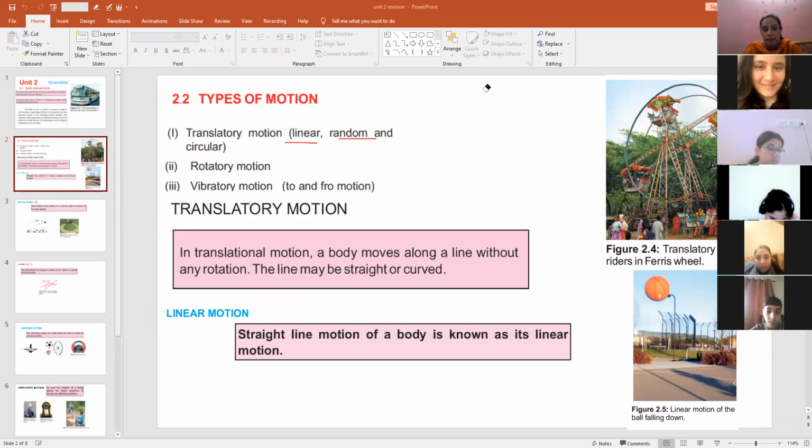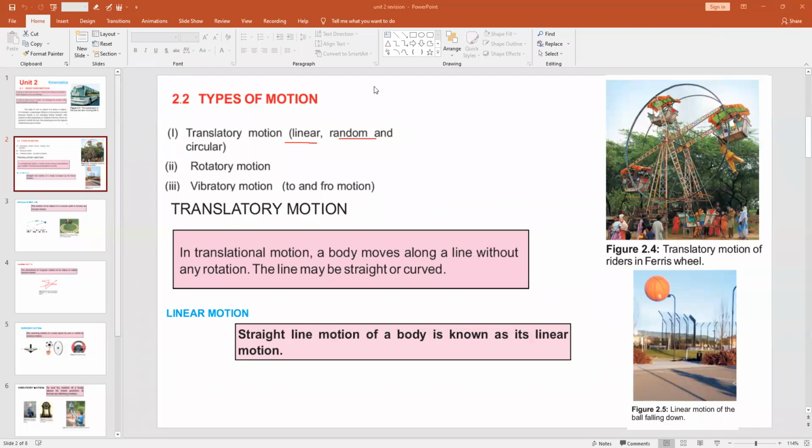First of all, for an example of translatory motion, we can give the example of a Ferris wheel. If you see figure 2.4, there is a translatory motion of a Ferris wheel. When it is moving, it moves in a circular path without any rotation. It is not rotating around its own axis, but it is moving in a curved path. This is basically a curved path without any rotation, so this is an example of translatory motion.